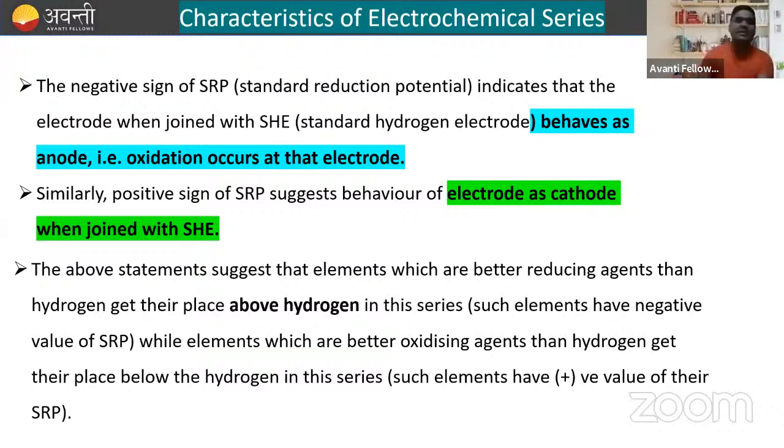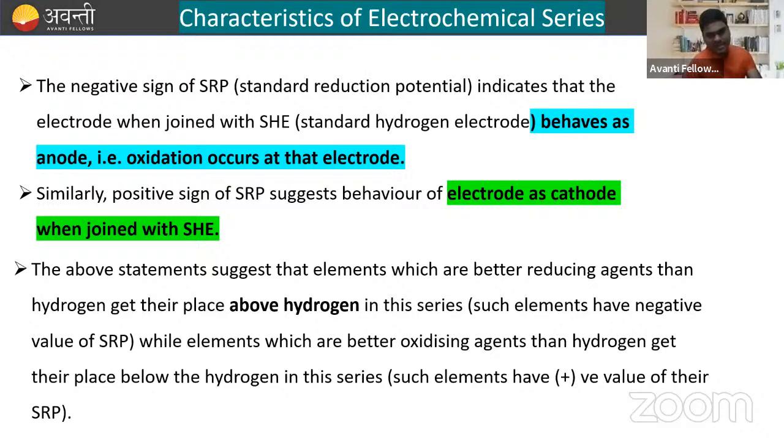So basically, the negative sign of SRP, standard reduction potential, indicates that the electrode, when joined with SHE, standard hydrogen electrode, behaves as an anode. That is, oxidation occurs at the electrode. So basically, what is the negative sign of the SRP? If someone has the negative sign of the SRP, this indicates that the electrode which is joined with SHE behaves as an anode. That is, the oxidation occurs at the electrode, right?